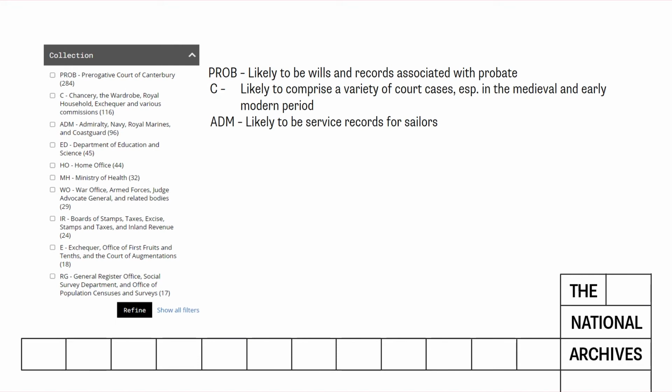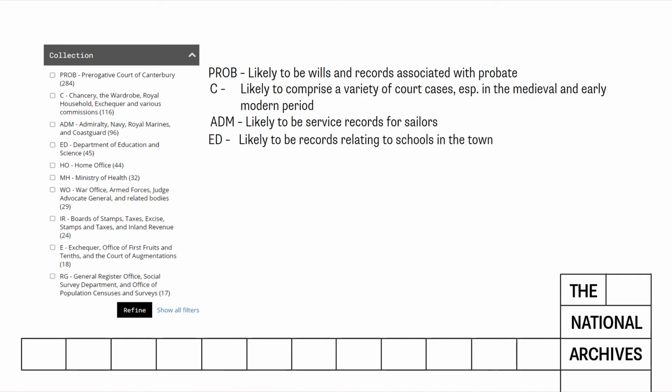ADM refers to records of the Admiralty, and for a landlocked place like Wootton, is unlikely to refer to any Admiralty or naval establishments. It is very likely that the majority of these records refer to men and women in the Royal and Merchant Navies.